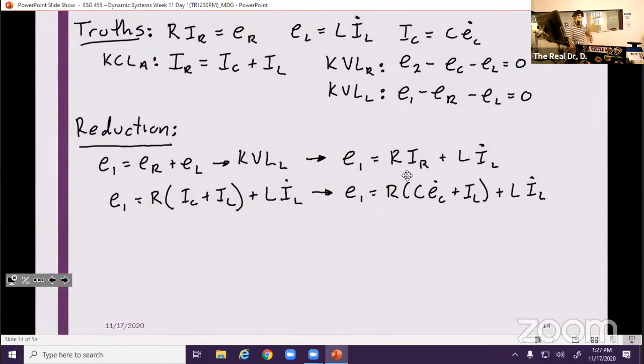And I'm going to do some algebra, and I'm going to get all of my currents on one side and all my voltages on the other. Okay. That's what I'm going to do. So I'll be left with L I dot L plus R I_L is equal to E1 minus R C E dot C. And I will call this equation 1.